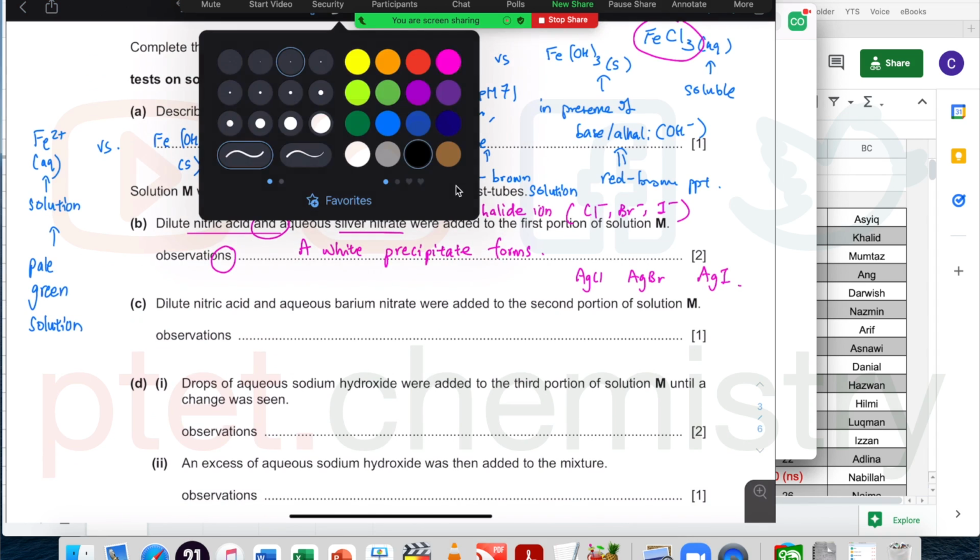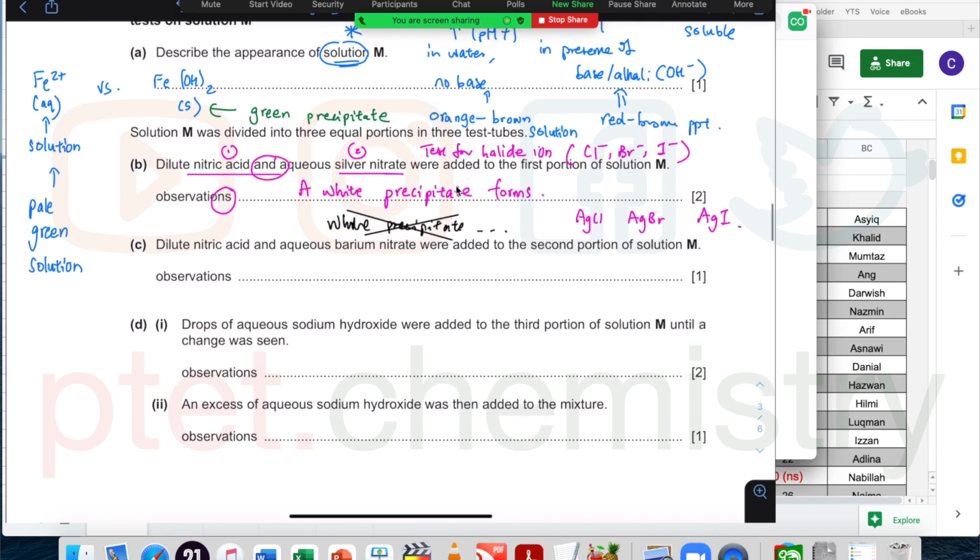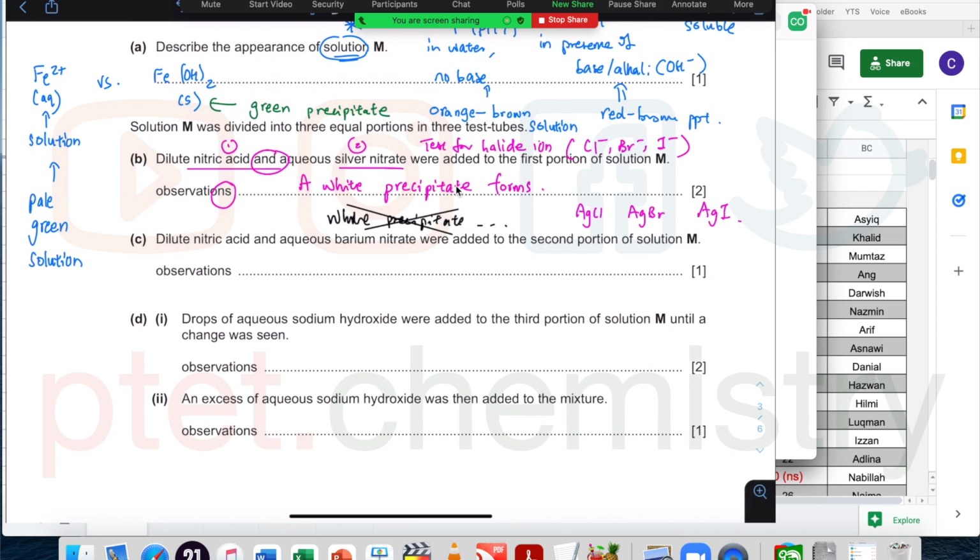Now, sometimes some students just write "white precipitate." So what about this? I know this is what the table writes, but you are not writing a marking scheme. You are writing to show the examiner you know what you are talking about. You want to get straight to the point, but you do not want to show them that you only know how to memorize it. You know more than that. You know how to complete your sentence. So this is actually correct, but it's not a good type of answer when addressing exam questions.